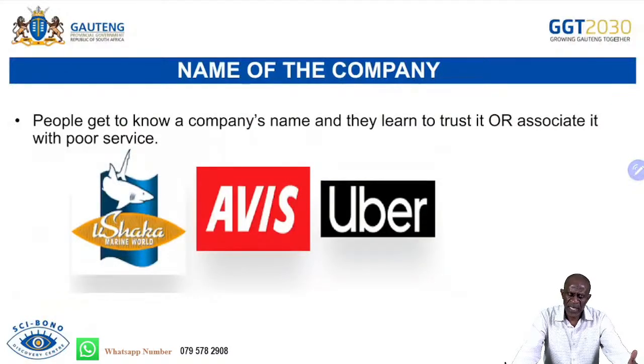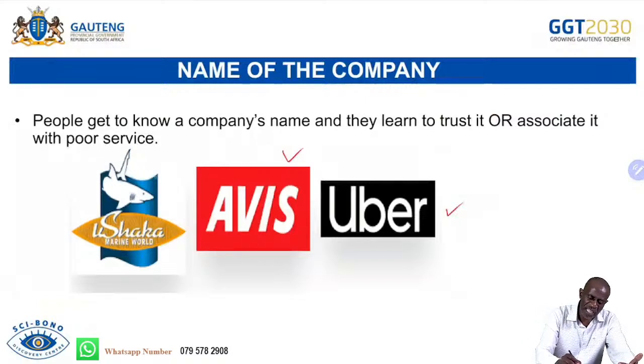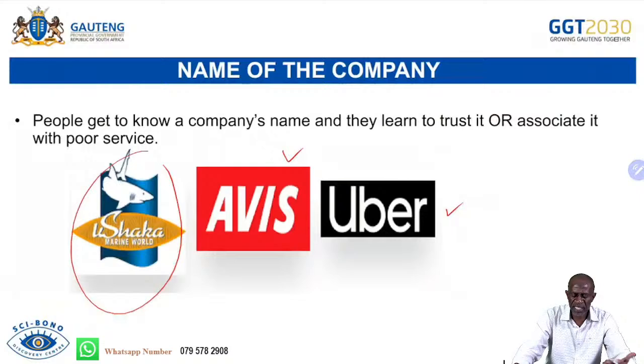Name of the company, we spoke much about this. Avis, for example, was in the previous example, and this one is one of the popular companies this year. You have Uber Eats and whatever sort of food deliveries at your disposal. Ushaka Marine World, and if you see this symbol, you identify with a certain place or attraction.